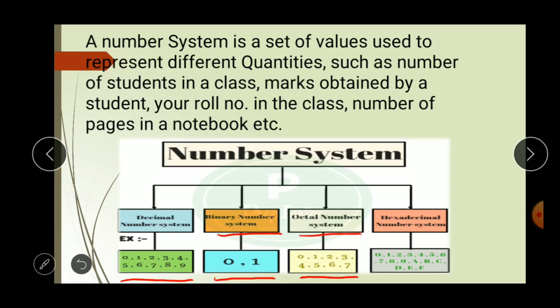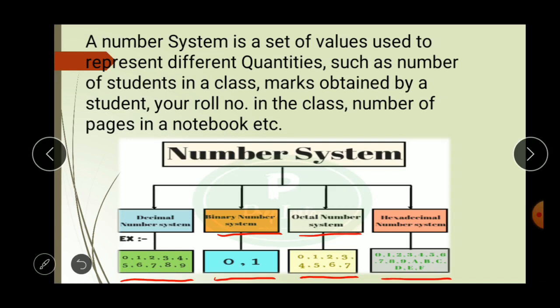The next and the last number system is the hexadecimal number system. Hexa means 6 and decimal means 10. So a total of 6 plus 10 makes 16, which is known as hexadecimal. In this number system we have a total of 16 notations, that is from 0 to 9 all the digits, and then from A to F alphabetic letters, where A represents the value 10, B represents 11, C as 12, D 13, E 14 and F for 15.